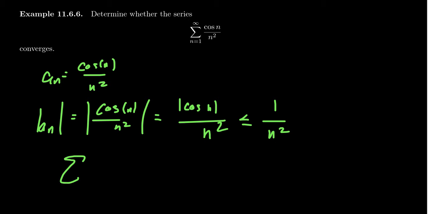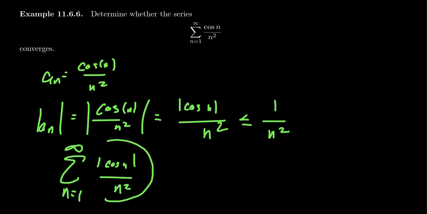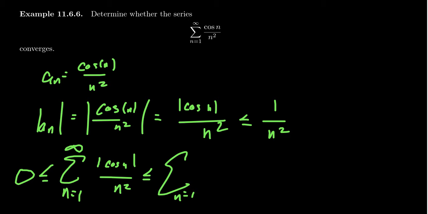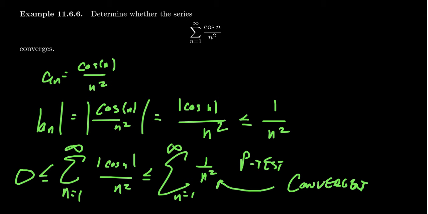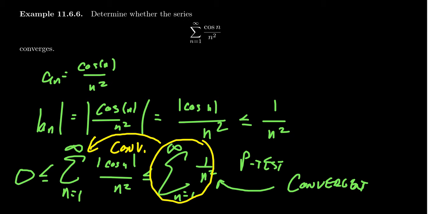This can be helpful because if you look at the absolute series, n equals 1 to infinity of the absolute value of cosine n over n squared, because we're taking the absolute value, we're always going to get positive. This thing is greater than or equal to 0. But because of the inequality we mentioned, this thing is less than or equal to the sum, n equals 1 to infinity, of 1 over n squared, which is a p-series, and by the p-test, because our p-value is 2, this series is convergent. But since we have a bigger series which is convergent, this implies that the smaller series is likewise convergent, by the comparison test, because we found a bigger convergent series.